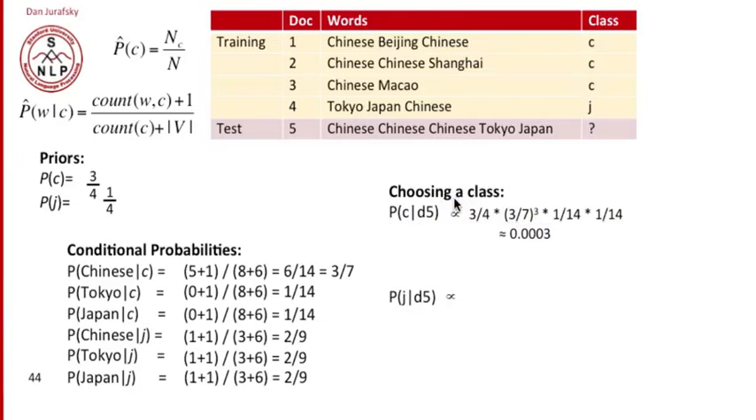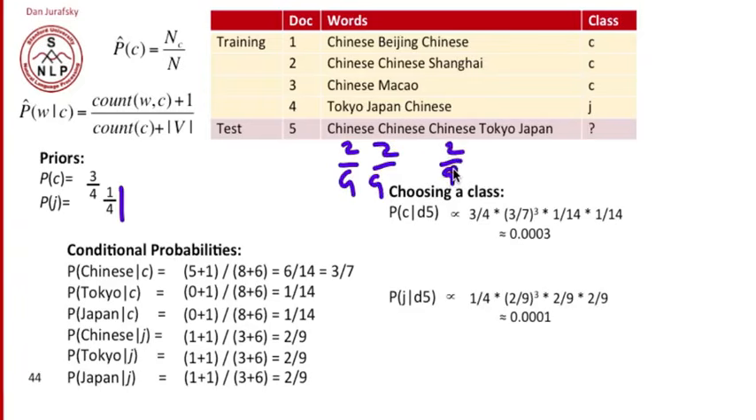Good, and then for the probability of class Japanese given document 5, now we have the prior for class Japanese, and we multiply that by the probability of Chinese given the class Japanese. So that's 2/9 times 2/9 times 2/9. And then the probability of Tokyo given Japanese, that's another 2/9. And then Japan given Japanese, another 2/9. And so we get a slightly lower probability.